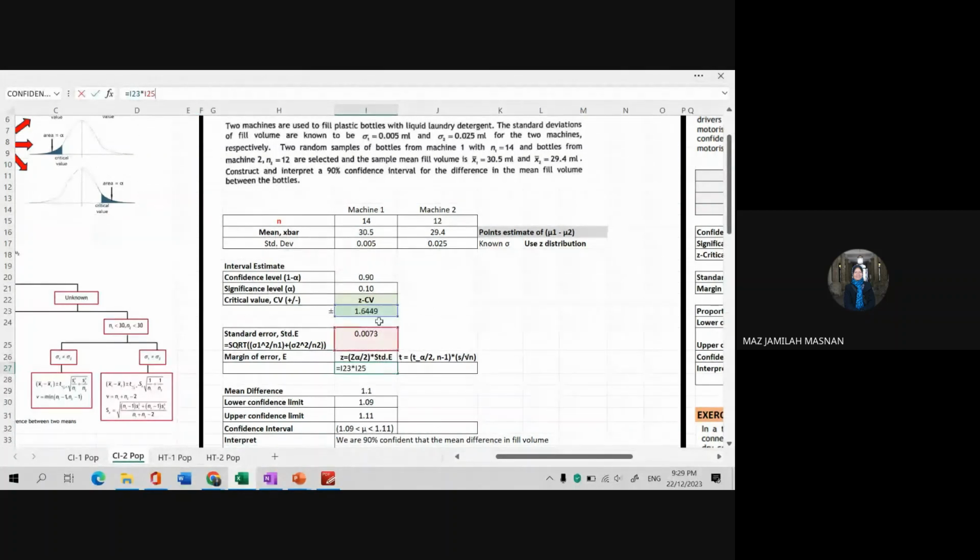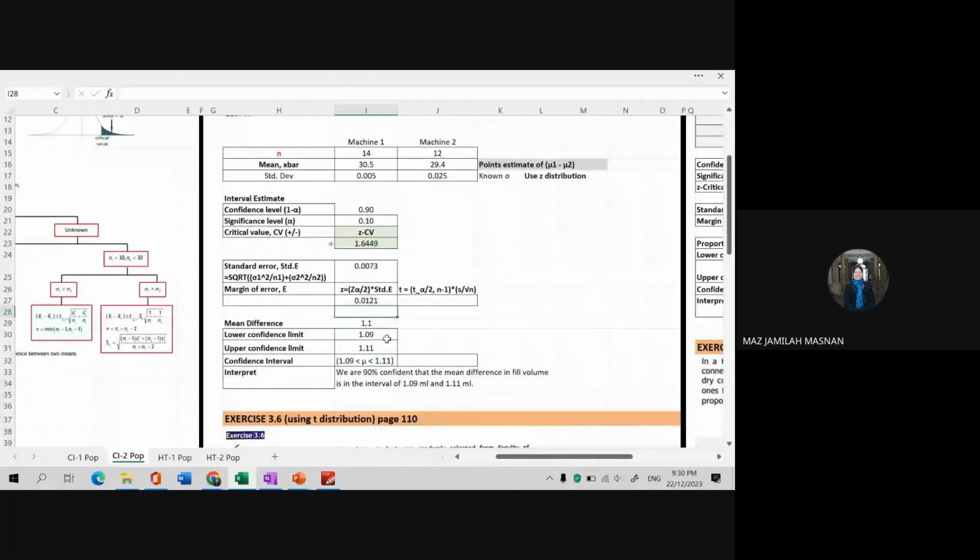So I just multiply the critical value and the standard error, which will give me the margin of error of 0.0121. Now we can continue with finding the lower confidence limit and the upper confidence limit. For the lower confidence limit, we will use the mean difference between population 1 and population 2, or machine 1 minus machine 2. How do I find it here? I use the mean difference minus the margin of error to find the lower confidence limit.